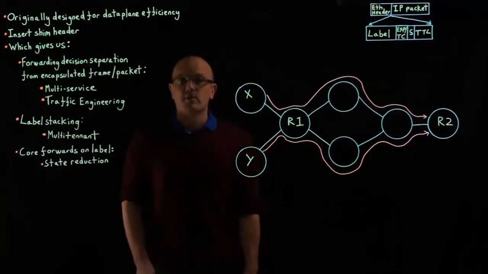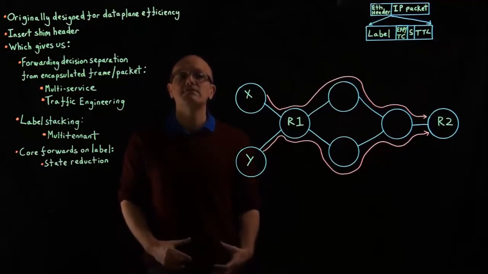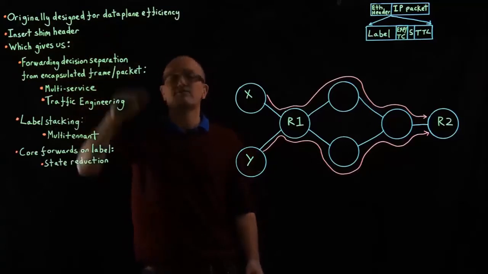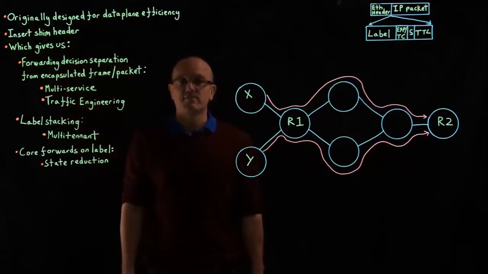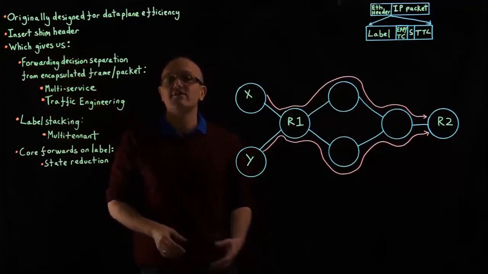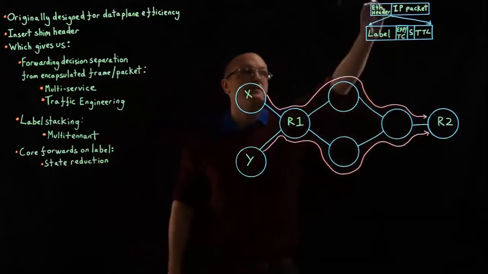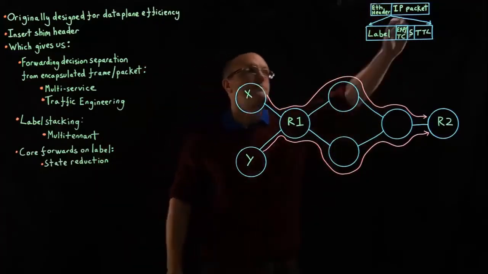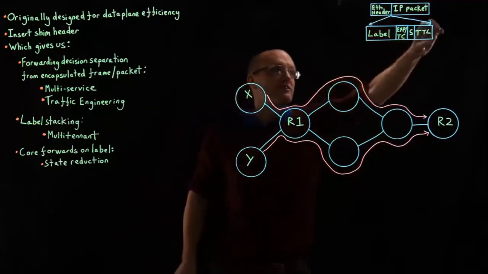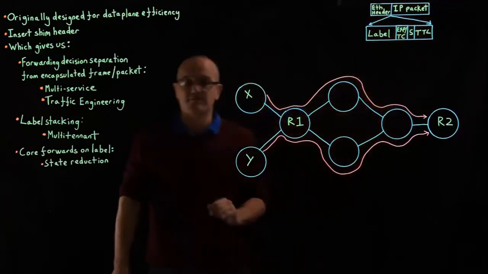In this video, we're going to take a high-level overview look at MPLS, or multi-protocol label switching. So MPLS was originally designed for data plane efficiency. The intention is to use a shim header. So this is a header that we insert between the outer layer 2 header, in this case an Ethernet header, and the inner IP packet. And what we're doing is we're inserting this MPLS header between the Ethernet header and the IP packet.